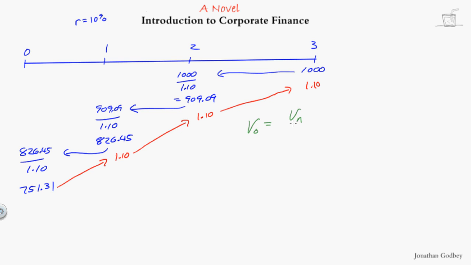So the rule is this: the value today is equal to the value at some point in the future in year n divided by 1 plus r to the n power. Some people write it like this: the present value is equal to the future value divided by 1 plus r to the n. So anytime I'm moving backwards in the timeline, then I need to divide. Alright, the terminology present value and future value can be a little confusing, and I want to show you why by doing the following.